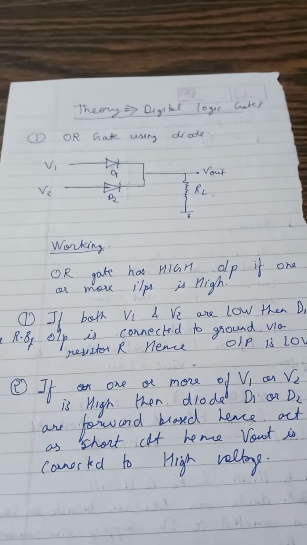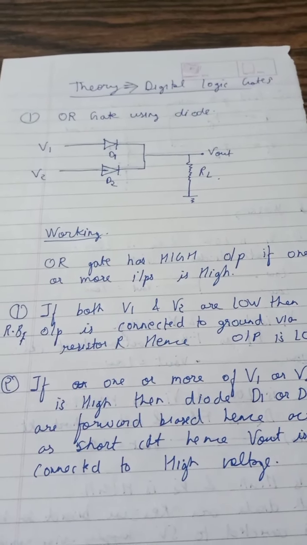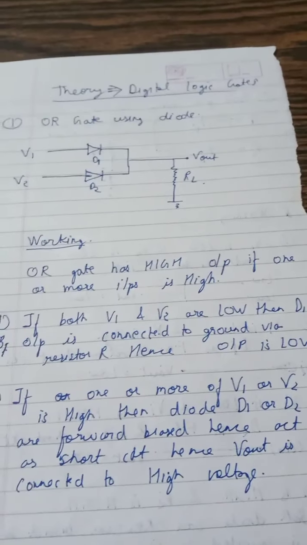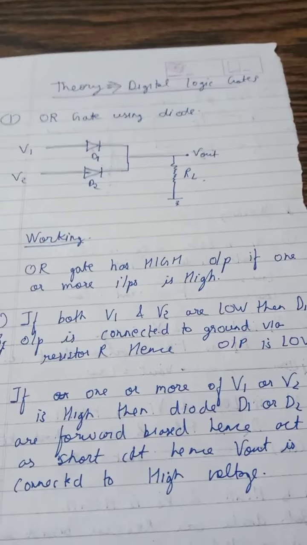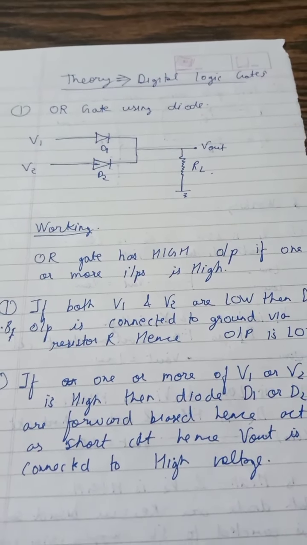So now we will study the working. We know that in the OR gate the output is high if one or more inputs is high. So the output will be high only and only if one or more inputs is high. If both the inputs are low, then the output will be low.